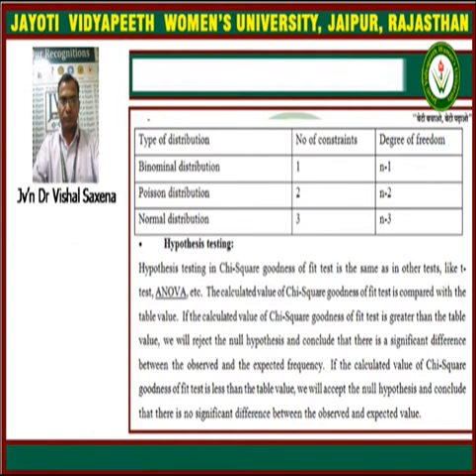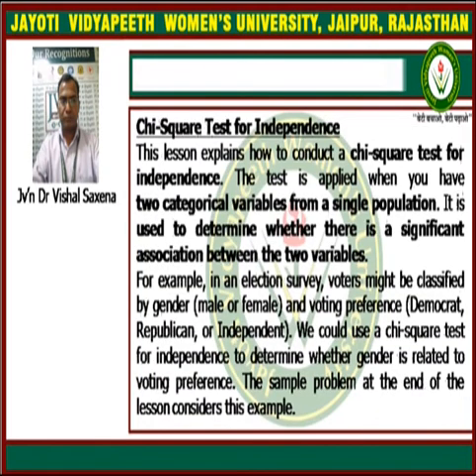if the observed value of chi-square is greater than the expected value, then the null hypothesis will be rejected, and if the observed value of the chi-square is less than the theoretical value, then the null hypothesis will be accepted. So by this, hypothesis testing can be done.